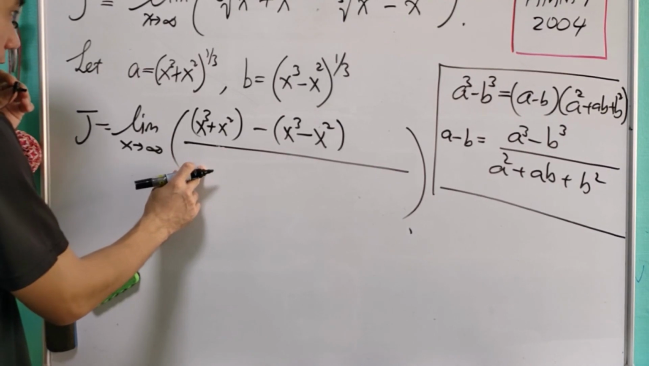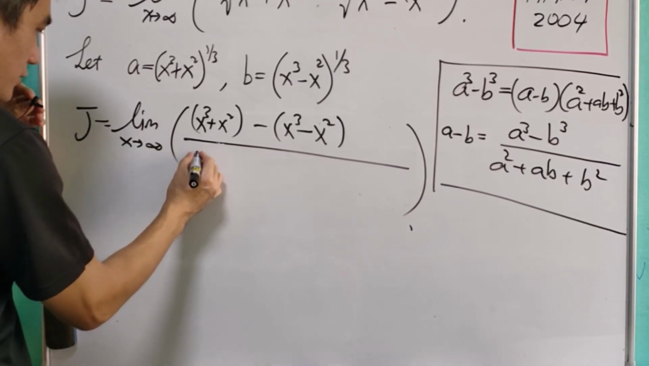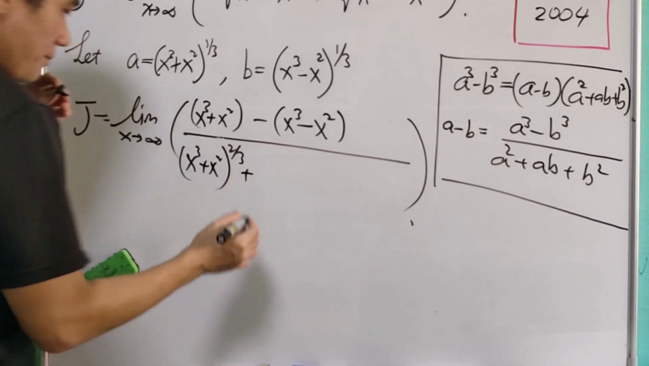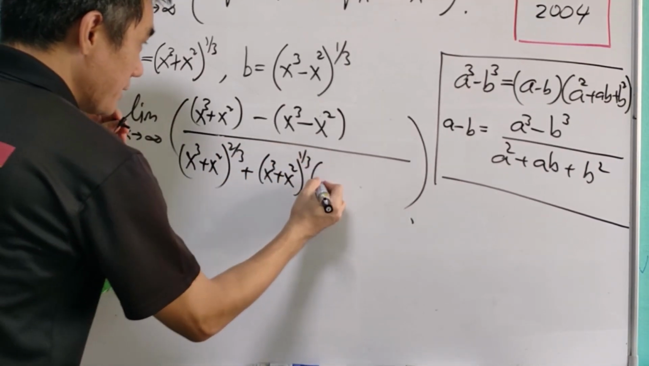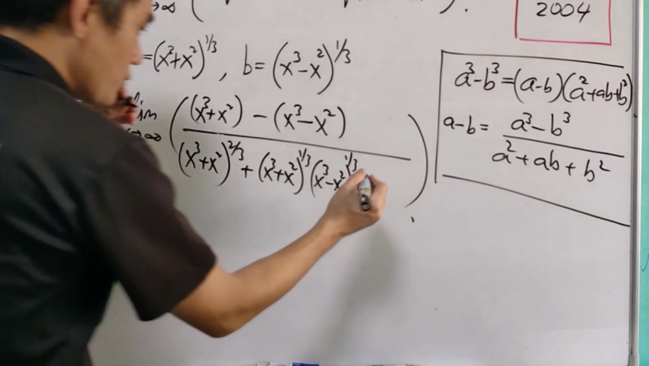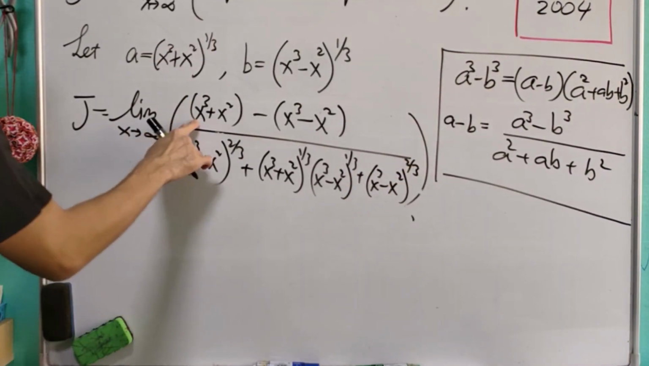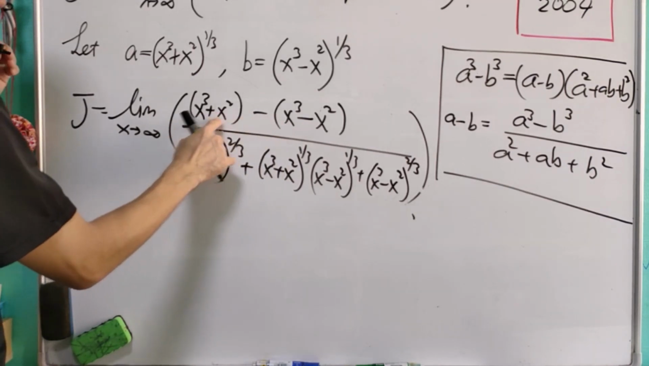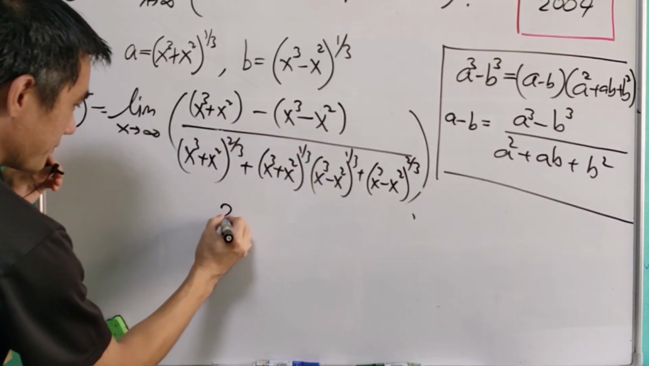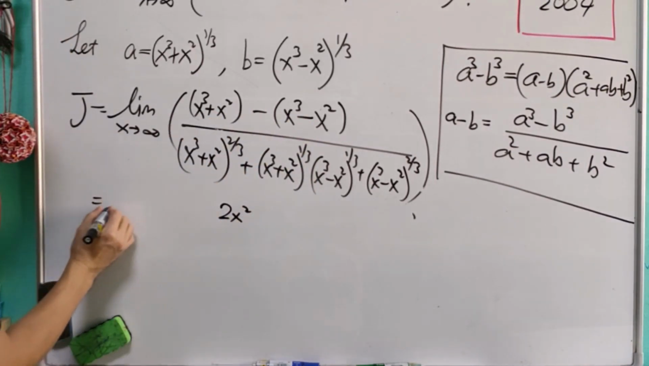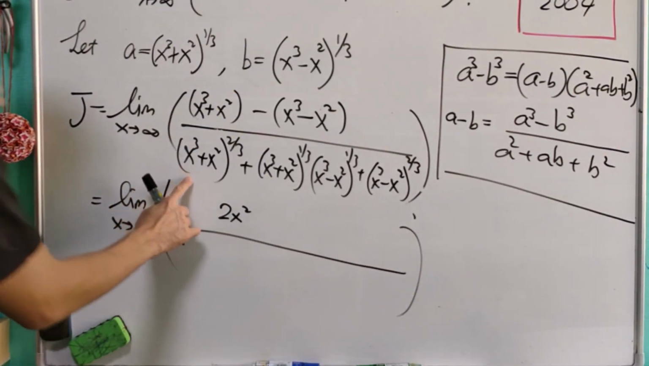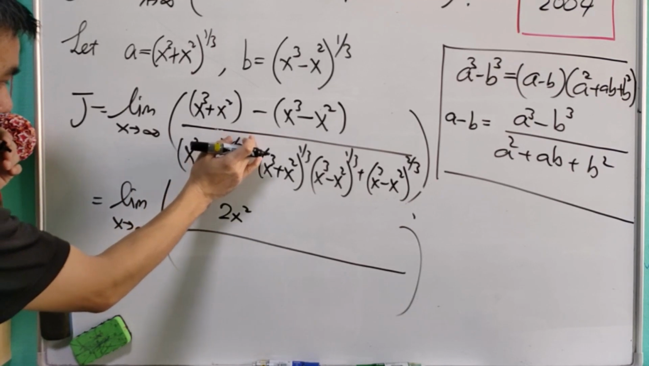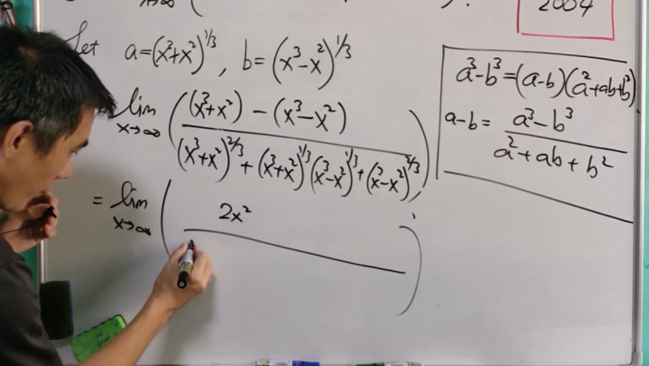Then over a squared. A squared is (x cubed plus x squared) to the power of 2 over 3, plus ab, and finally b squared. So as you can see, for the numerator, x cubed will be cancelled off, and we'll have only 2x squared. And for the denominator, I will factorize x cubed. Then x cubed to the power of 2 over 3 will be equal to x squared.